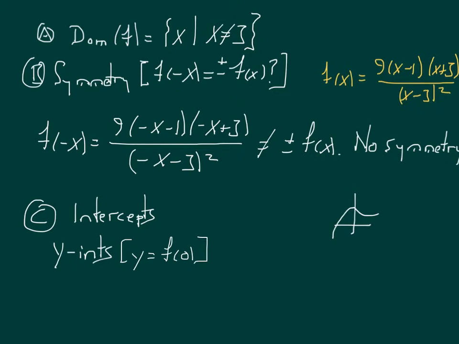All right, so let's see what we get. f at 0, in this case, is equal to, so we just replace our x in the formula for f by 0, and we'll get here 9 times (0 minus 1), which is minus 1, times (0 plus 3), which is just 3, divided by (0 minus 3) squared, which is minus 3 squared, not cubed.